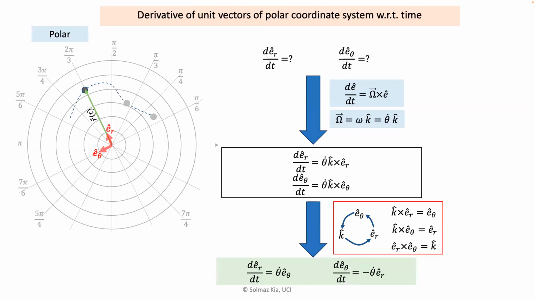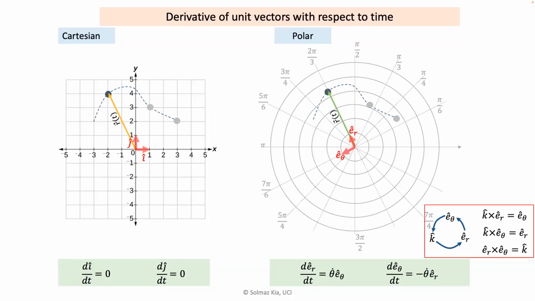So in summary, the derivatives of unit vectors of the Cartesian coordinate system with respect to time are 0 because these vectors do not change with time. Both their magnitude and directions are fixed at every time t. However, in the polar coordinate system, the derivatives of unit vectors with respect to time are not necessarily 0 because the orientation of the vectors is changing if the object rotates with an angular velocity of theta dot. The derivative of e_r with respect to time is theta dot in the e_theta direction, and the derivative of e_theta is minus theta dot in the e_r direction.